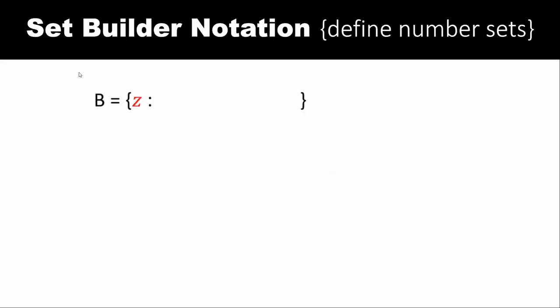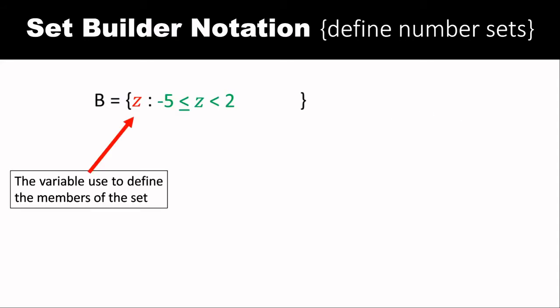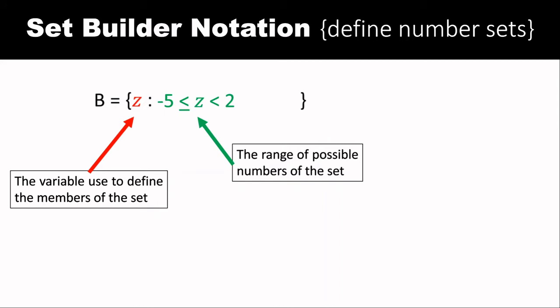I could limit the size of my sets directly in my definition of the sets as well, however. So here's my set B, and I'm using the variable z to help me define the members of set B. This time I'm going to say that the values of z must be between -5 and +2. Do you know what this little line underneath the inequality sign means? That's the less than or equal to sign. So -5 is less than or equal to z, but z is less than 2, not equal to 2. That means that z could have a value of -5, but it could not have a value of +2. And this is the range of possible numbers in the set.